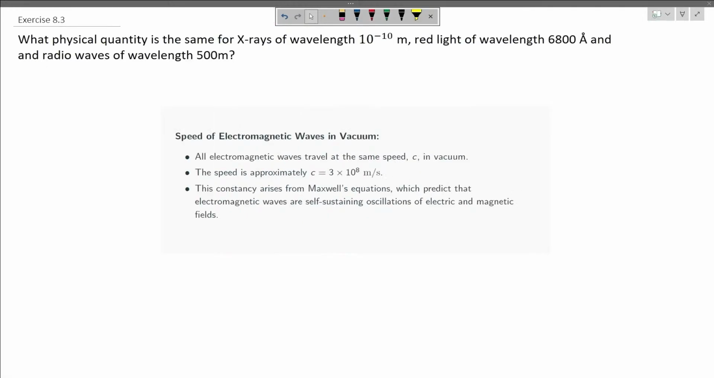The question is asking what physical quantity is the same for X-rays of wavelength 10 to the power minus 10 meter, red light of wavelength 6800 angstrom, and radio waves of wavelength 500 meter. So basically, what quantity is the same for all these electromagnetic radiations? Electromagnetic radiations have the same speed because they all travel with the same speed of approximately 3 into 10 to the power 8 meter per second.